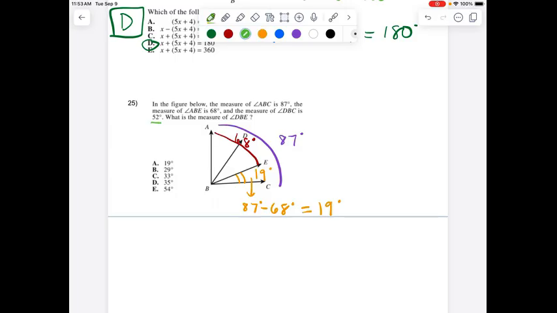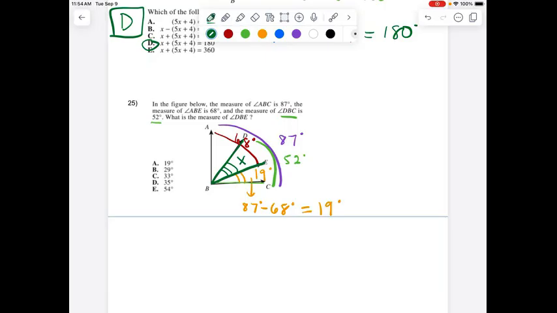Now if I do continue, the measure of angle DBC is 52. So D to B to C, or this here, is 52 degrees. And the question is, find the measure of angle DBE. So that looks like this, DBE. So we're trying to find this angle right here.